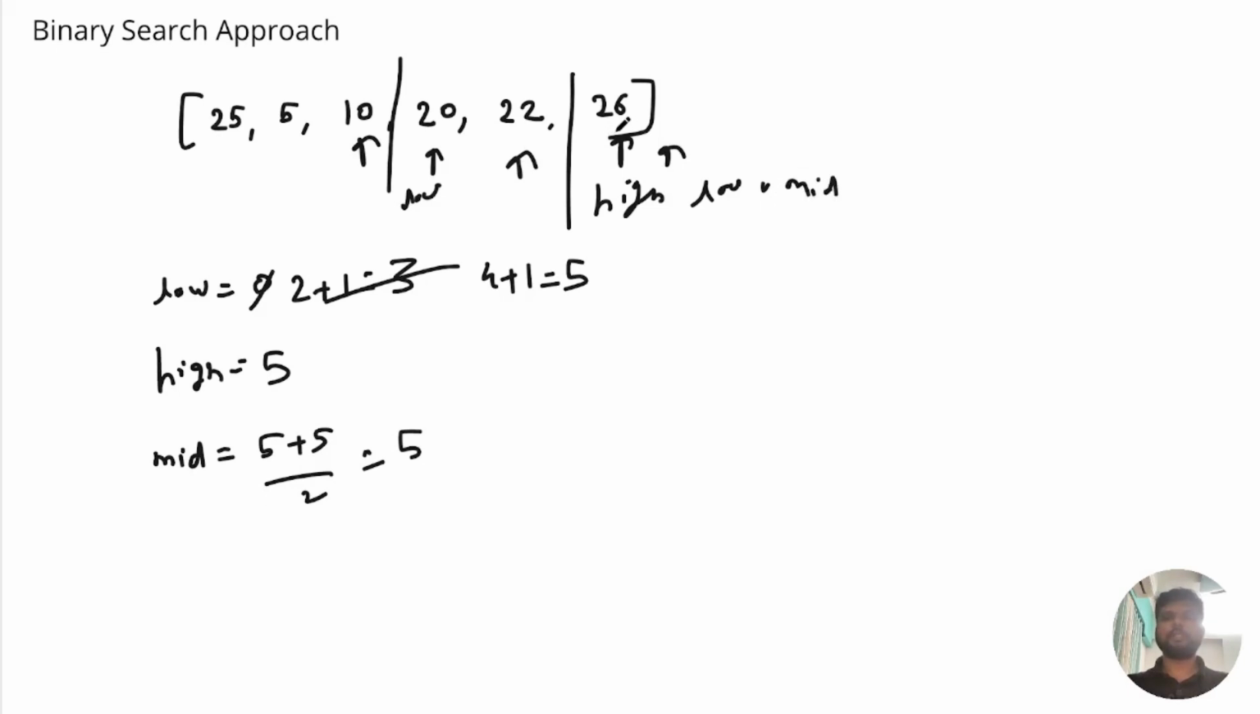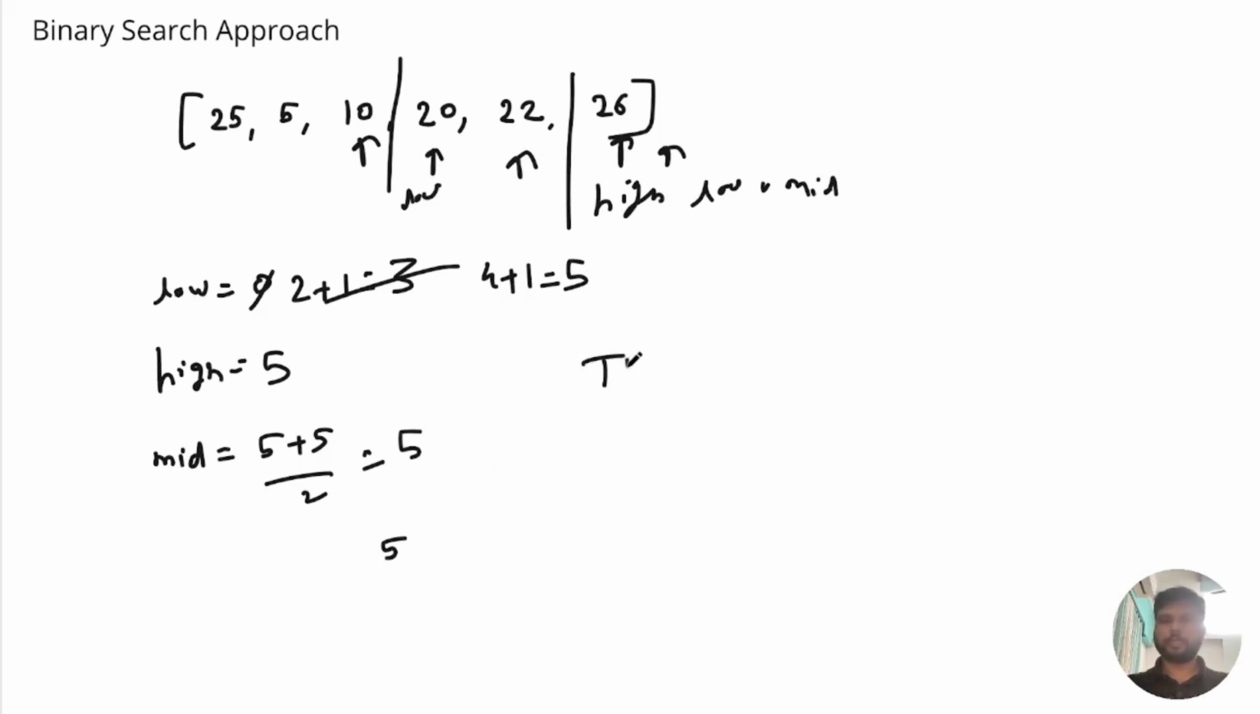Now we will check whether this element is greater than its adjacent element. Well, it is greater than 22 and there is no element existing on this side. We will return the index of this element. So we are returning 5 as our final answer. Okay, so hope you are clear with this approach.